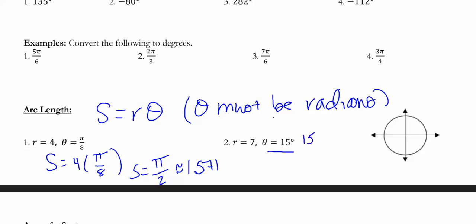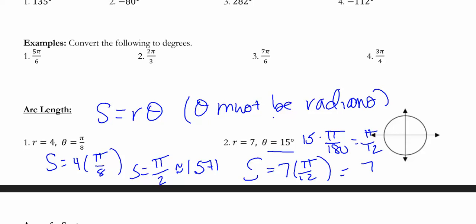If you look at the second one, notice that theta is not in radians. So I have to first do 15 times pi over 180. So that's going to end up being pi over 12. So now I can do S equals 7 times pi over 12, which is 7 pi over 12, which if I use my calculator is equivalent to 1.833 units. And over here, I would also have to include units.